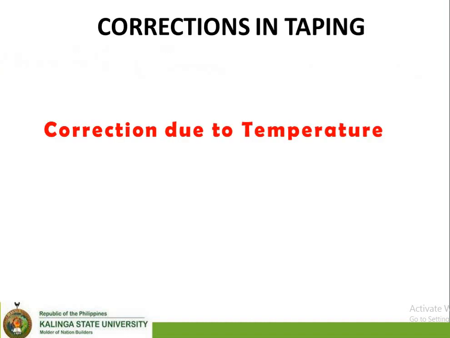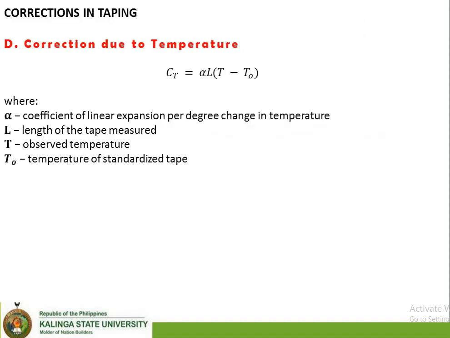Okay? Correction due to temperature. Sabi natin nung doon sa part 1, kapag mainit, that steel tape tends to expand. Kapag namang malamig, the steel tape tends to shrink. So, we have to take into consideration the correction due to temperature.